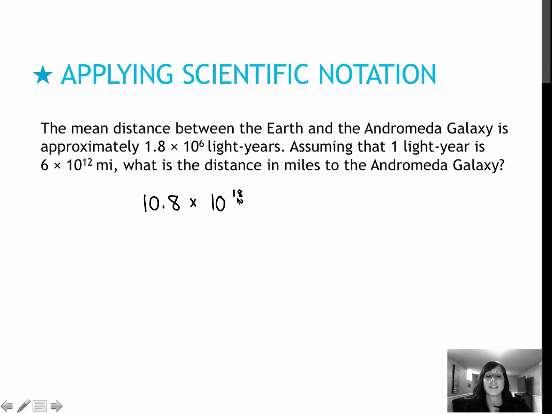And we know obviously that this is not an acceptable way to show our answer. So I'm going to move that decimal 1 place to the left. So 1.08 times 10 to the 19th would be my solution. And again, this is a story problem, so I would probably write a sentence that said the distance in miles from Earth to the Andromeda galaxy is 1.08 times 10 to the 19th miles.